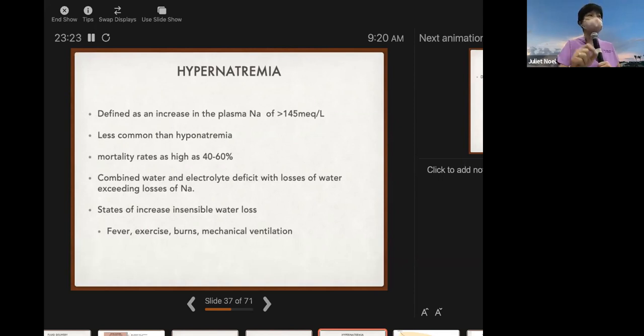Because in the I&O, what is listed is the IV fluid and the NGT feeding, then for the losses, the urine and the stool. If the patient has an NGT drain or vomiting, the vomitus. But never in the I&O is the insensible loss. So it's always the insensible loss.